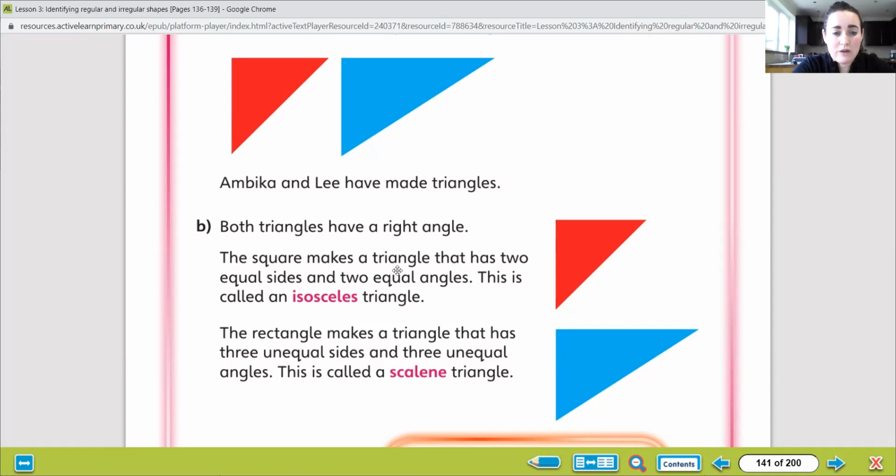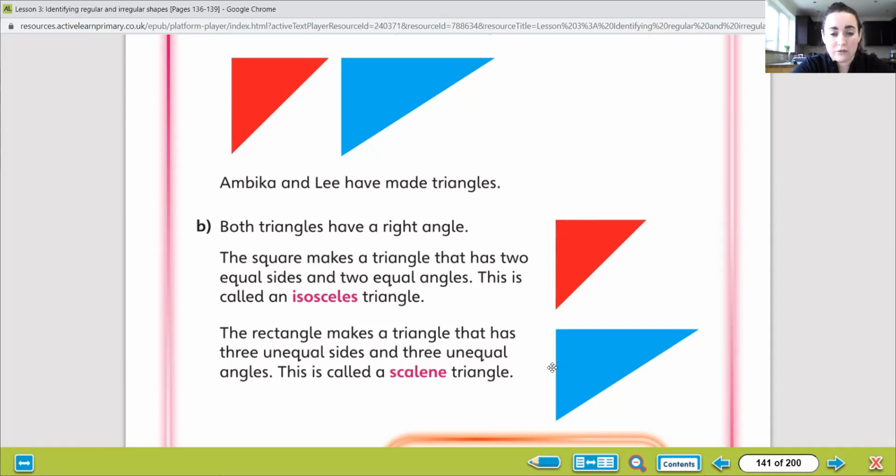Now, the square makes a triangle that has 2 equal sides and 2 equal angles. This is called an isosceles triangle. So this one, made from the square that Ambika made, has got 1 right angle and 2 equal acute angles. Therefore, this is an isosceles triangle.